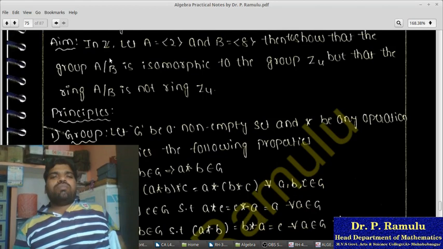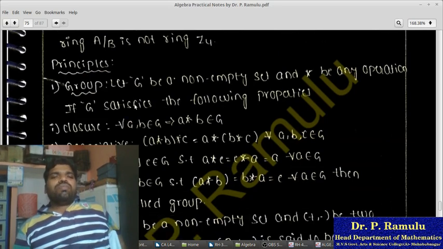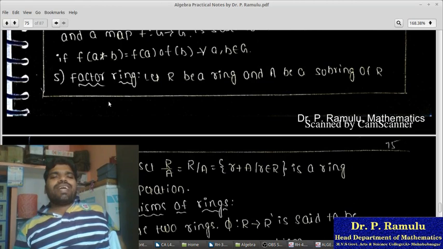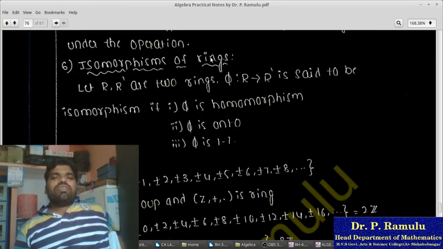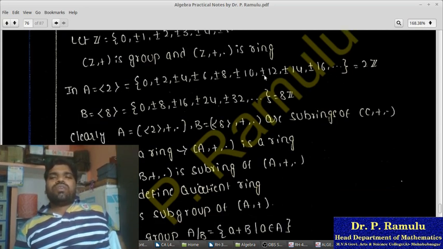So, the aim is to show that A/B is isomorphic to the group Z4 but not as a ring. Principle: group homomorphism, factor ring, factor group, isomorphism of rings. Method: I am taking that Z is a group and Z is a ring, with A equal to the subgroup generated by 2, that is 2Z, and B generated by 8, that equals 8Z.